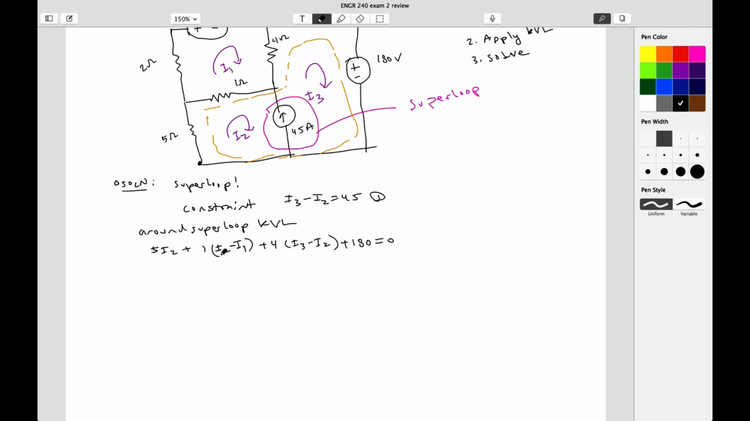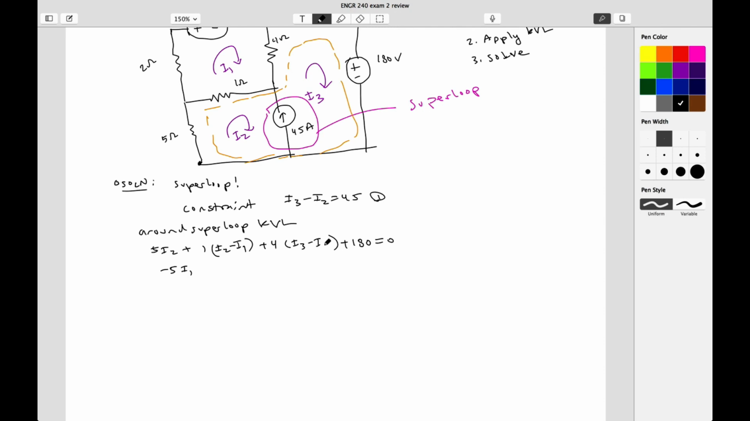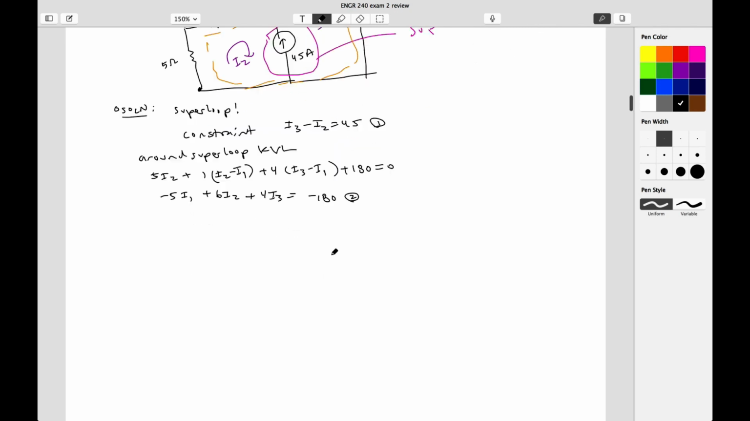All right, so now we can collect this and we'll get minus 5I1. And I messed this up. I want to make sure that this is correctly written. This is I3 minus I1 right here. All right, so be very careful. I obviously was not. All right, so now I have minus 5I1, I have plus 6I2. Then I have plus 4I3 is equal to minus 180. This will be my equation 2.